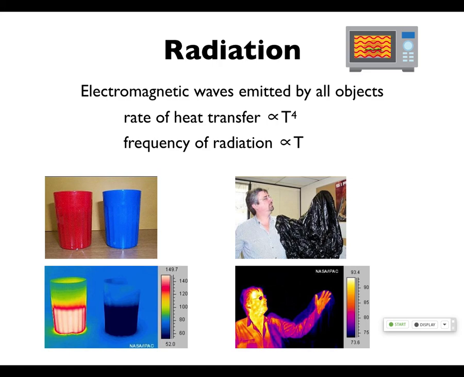That's great. All right. It turns out the rate of heat transfer for radiation is T to the 4th, so temperature to the 4th power. Okay, so Q is proportional to T to the 4th, and the frequency is proportional to the temperature. Okay. That's the frequency of the wavelength.